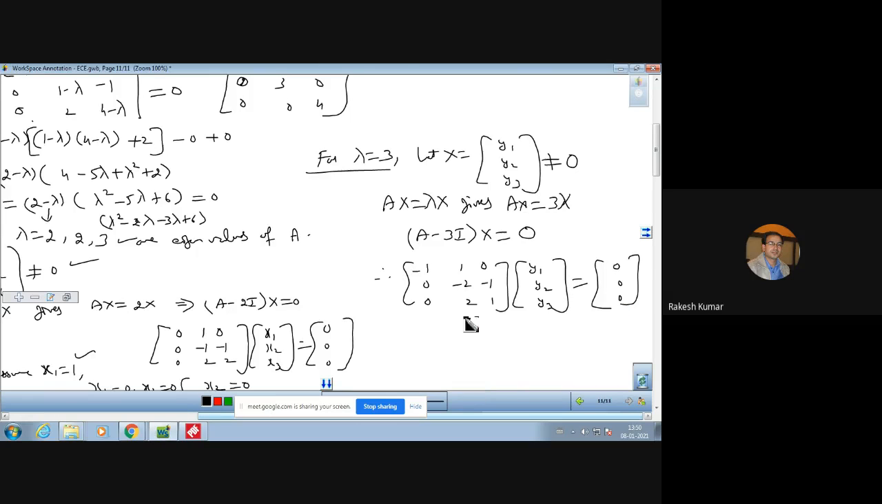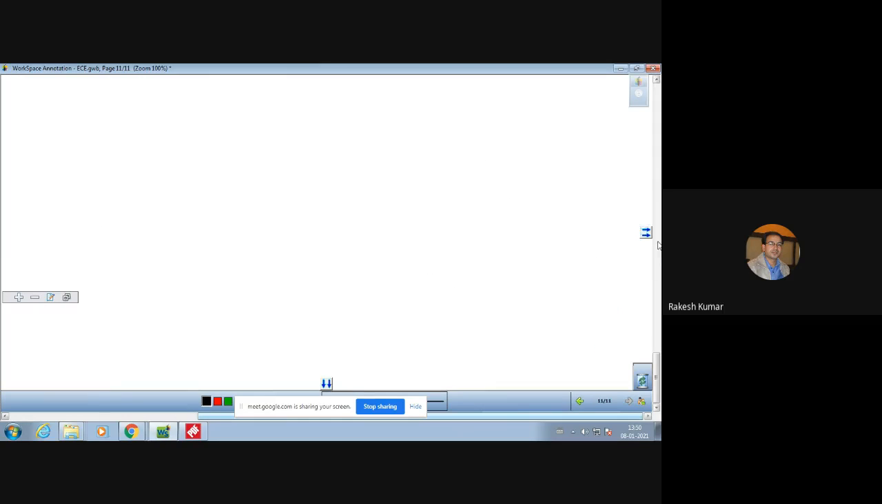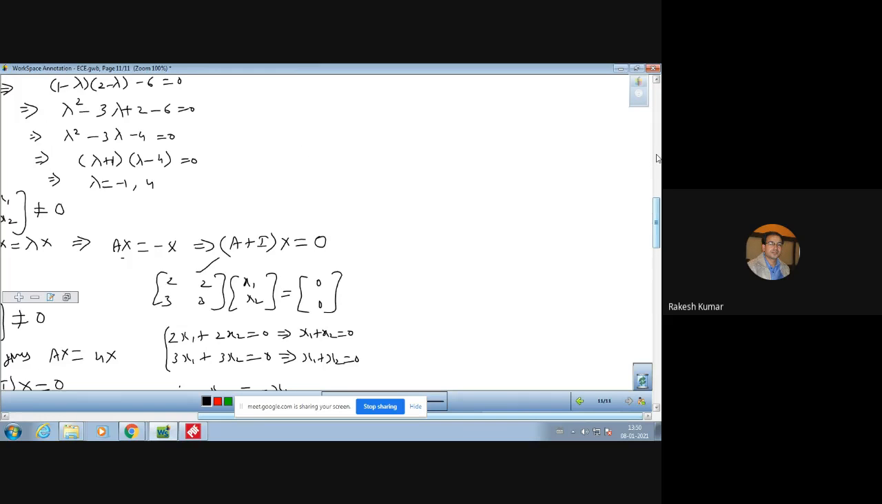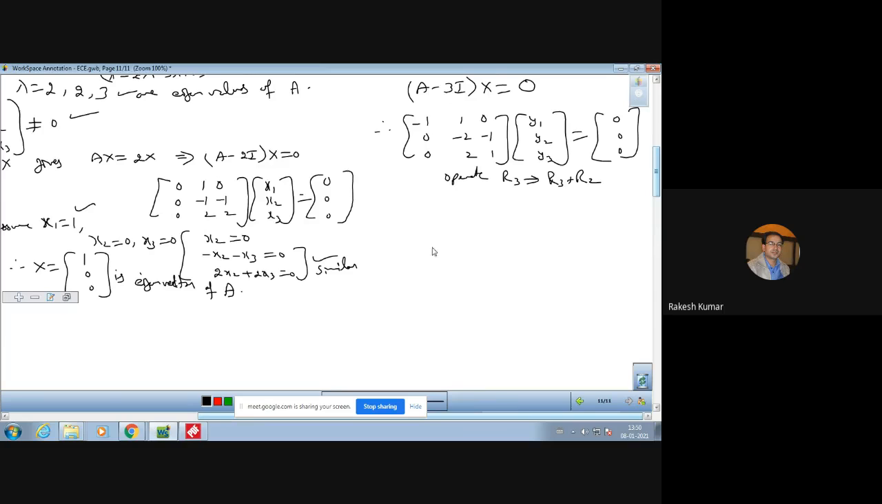The third row can be made 0 by operating R3 as R3 plus R2. R3 as R3 plus R2 will give you [-1, 1, 0; 0, -2, -1; 0, 0, 0] times (y1, y2, y3) equal to (0, 0, 0).